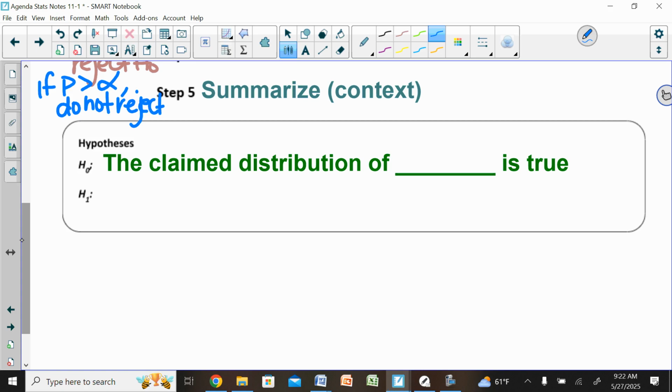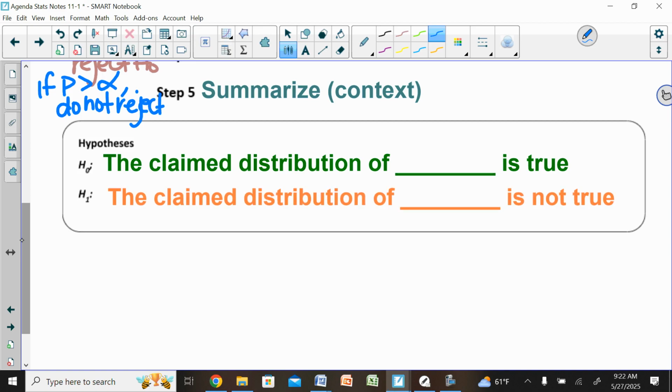So we always make the assumption that it is true. And I know I've got the word claimed in there, but that's what part of the data is. So that might not be our claim. Our claim could be that the claimed distribution of truck colors with this information context is not true. But true is always H sub 0, and not true is always H sub 1.